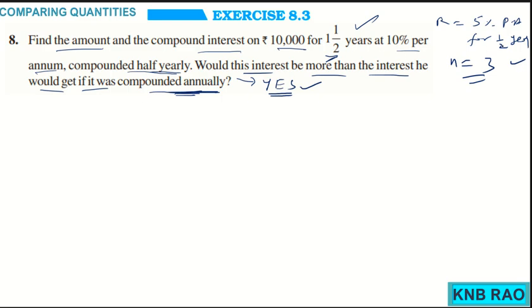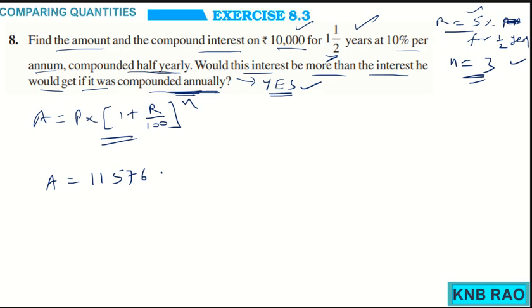Now, how to solve this? With the principal 10,000, with the rate of interest 5% for half year, and N as 3, using the formula A equals P into 1 plus R by 100 raised to the power N. Just substitute and find out. You will get the amount as 11,576 rupees 25 paise. That's it. So do the calculations.